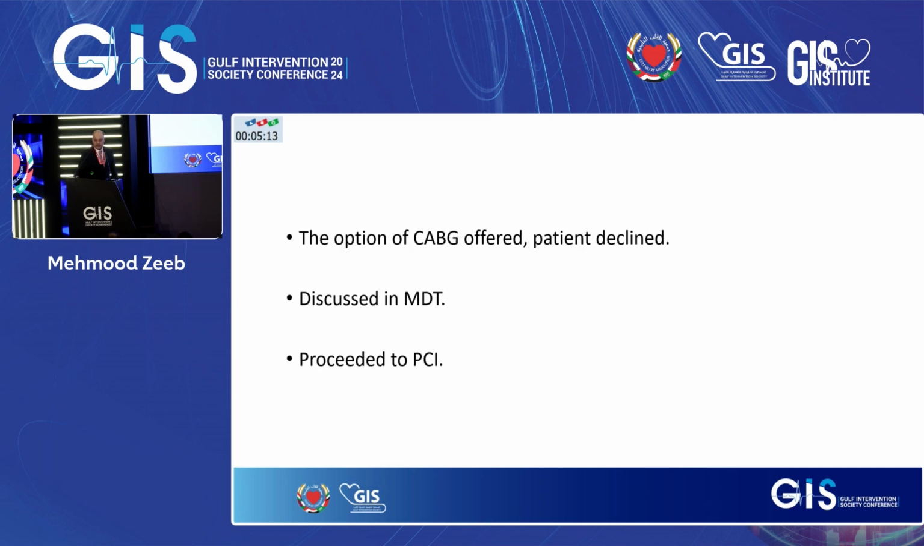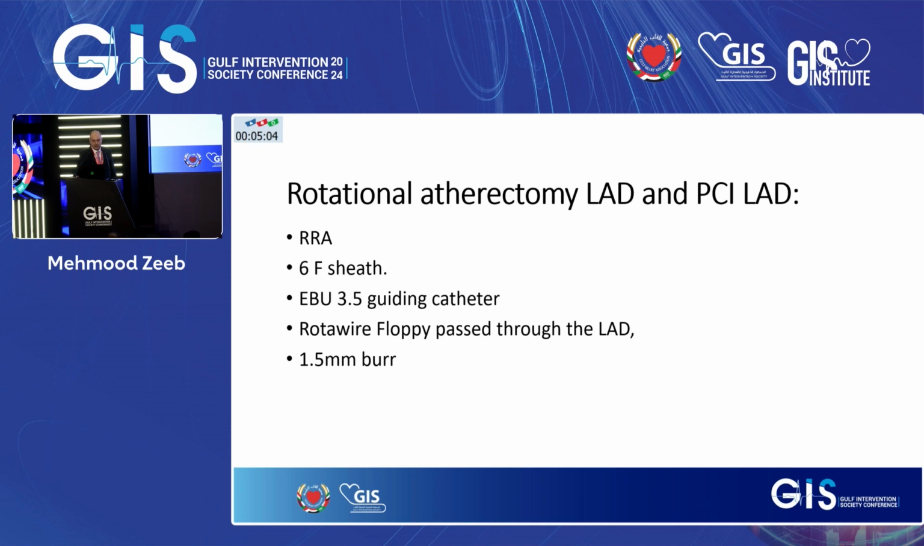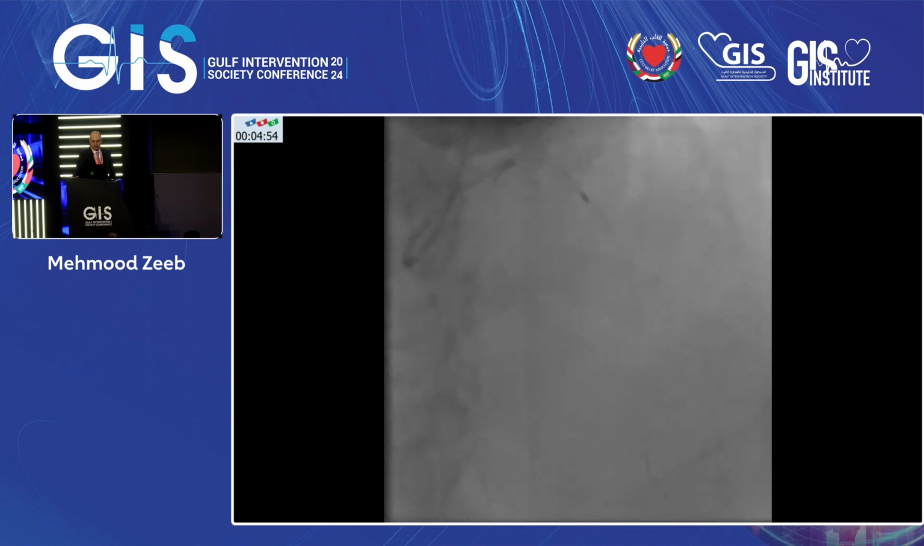The option of bypass operation was offered to the patient. Patient declined. Patient was discussed in MDT, so we decided to proceed to PCI. Rotational atherectomy of the LAD was performed. Right radial artery access was used, 6-French sheath, EBU guide, and 1.5 burr was used.